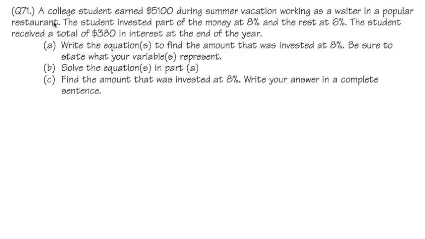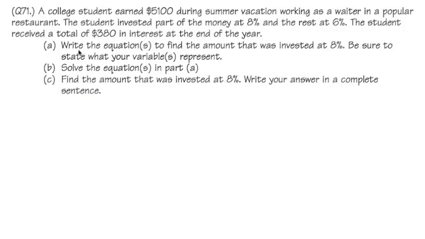Number 71. A college student earned $5,100 during summer vacation working as a waiter in a popular restaurant. The student invests part of the money at 8% and the rest at 6%. The student received a total of $380 in interest at the end of the year.